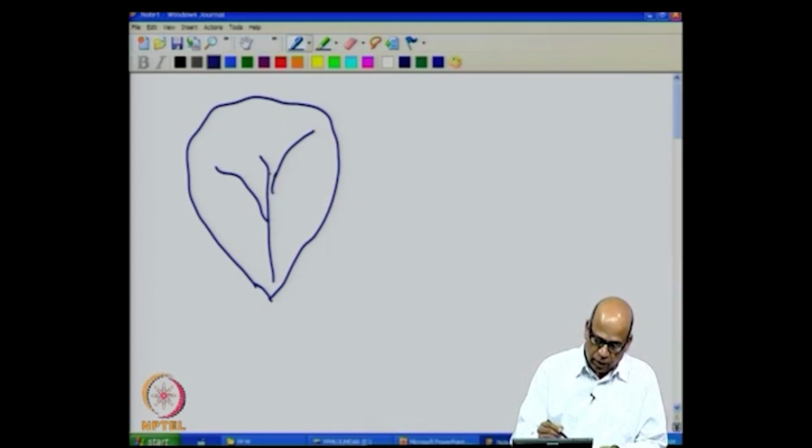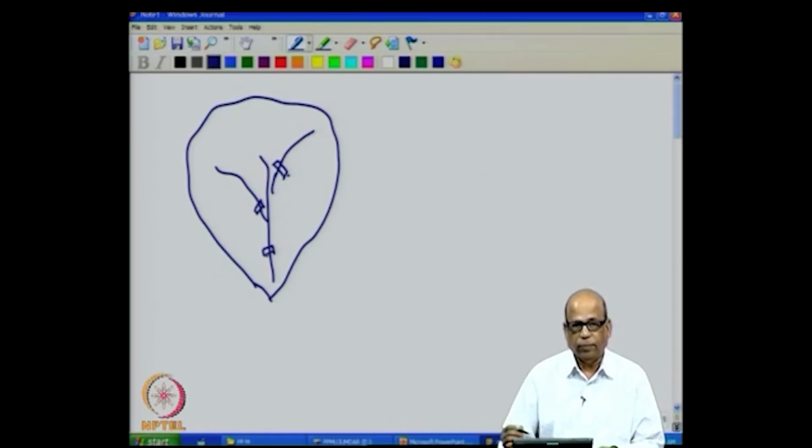You may have data at this location, you may have data at this location. What I mean by that is that you may have a stream gauge at this location, a stream gauge at this location, a stream gauge at this location, and so on. So, you have the observed flows, let us say for the last 30 years at this location and so on.